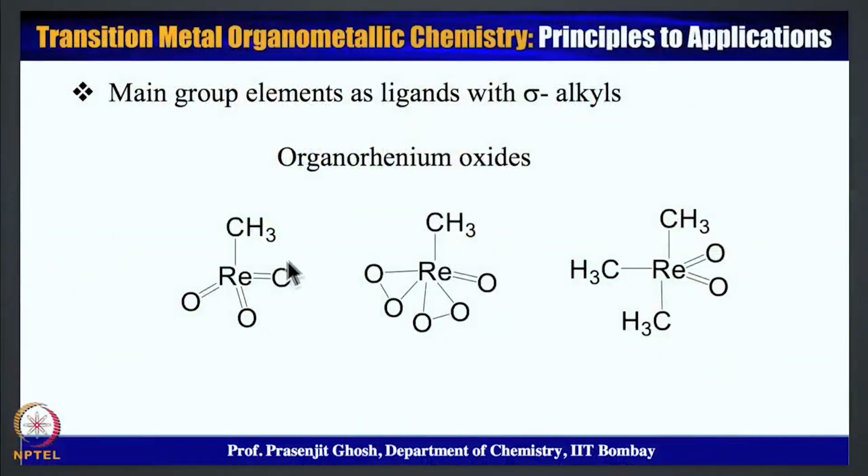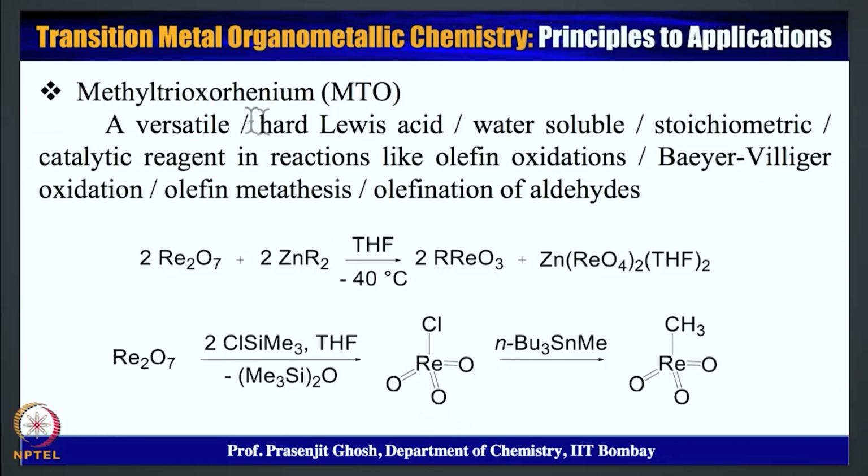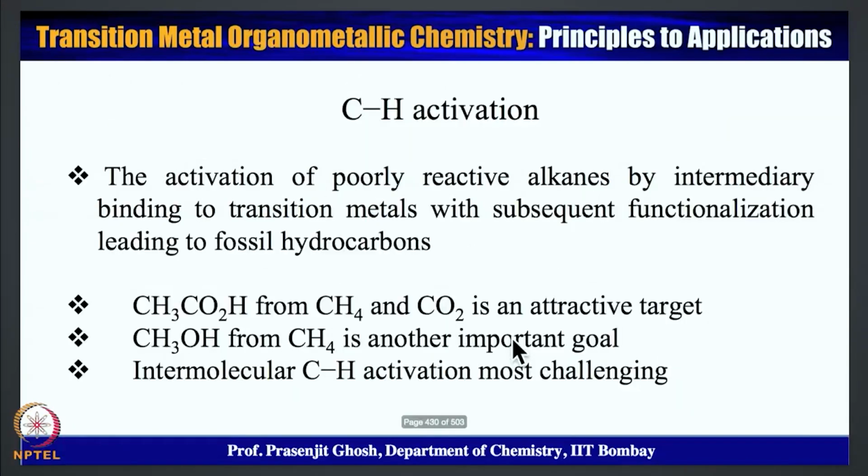And then we looked into main group sigma alkyls, particularly the organorhenium oxides of the type shown over here. These are important, versatile, hard Lewis acid, water soluble, stoichiometric and catalytic reagents, and are used in various useful reactions like olefin oxidation, Baeyer-Villiger oxidation, olefin metathesis, olefinations of aldehydes, and so on and so forth. Some of the examples we have also discussed.